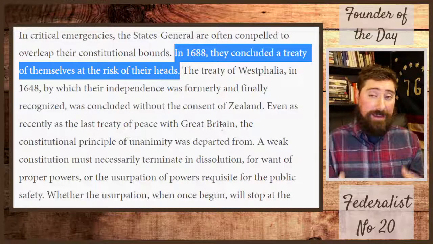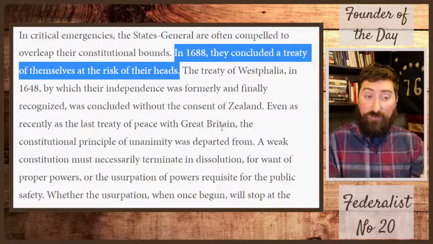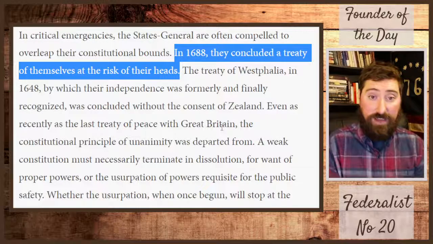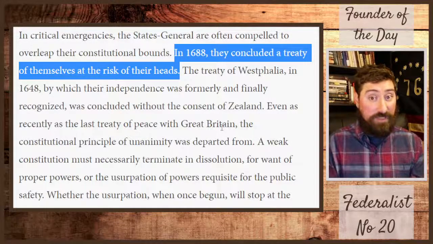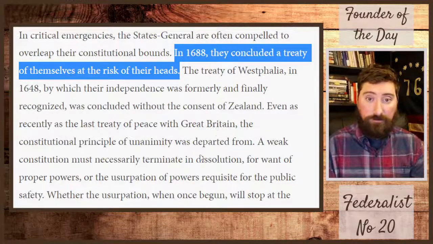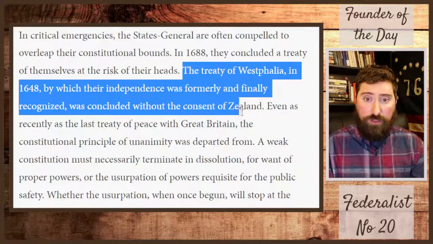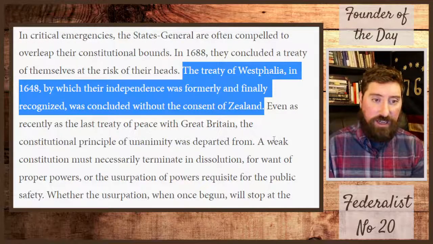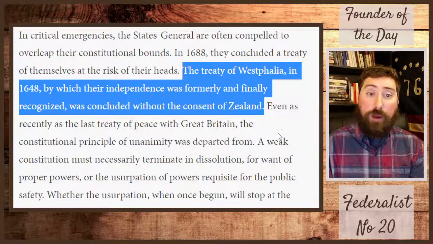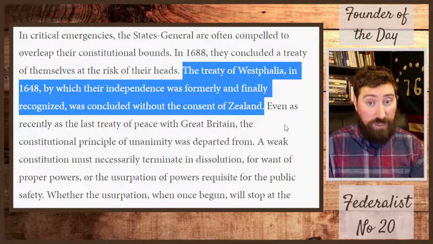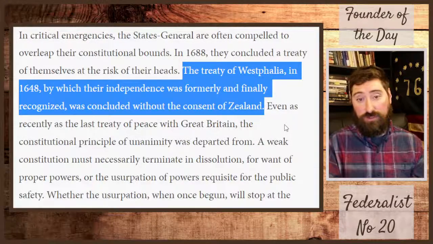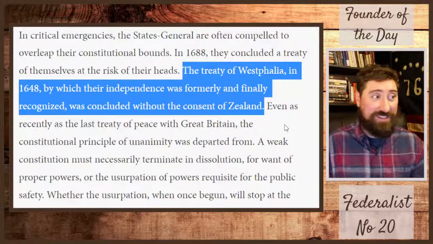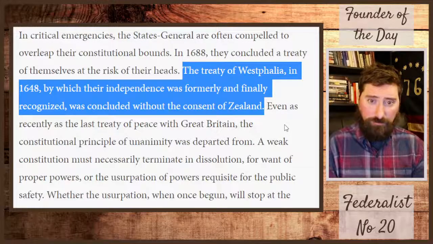So the federal government in the Netherlands came up with a treaty, but it was not approved by the separate states, which it was supposed to be. "The Treaty of Westphalia in 1648, by which their independence was formally and finally recognized, was concluded without the consent of Zeeland." Okay, so Zeeland, one of the provinces, did not jump in.